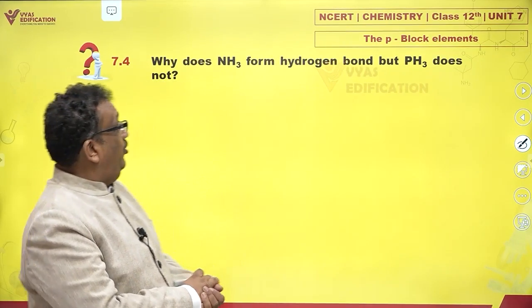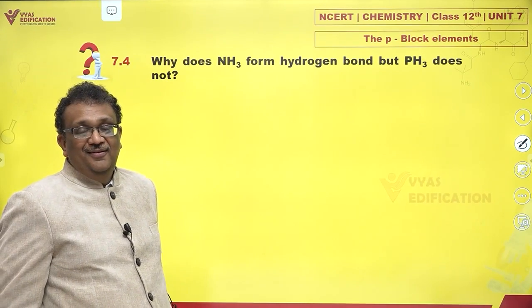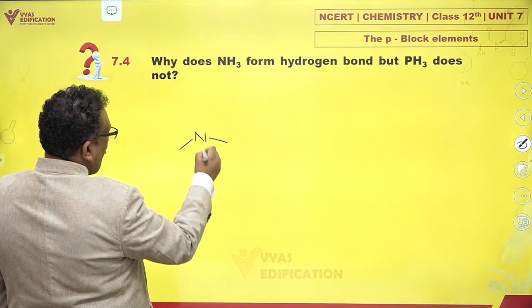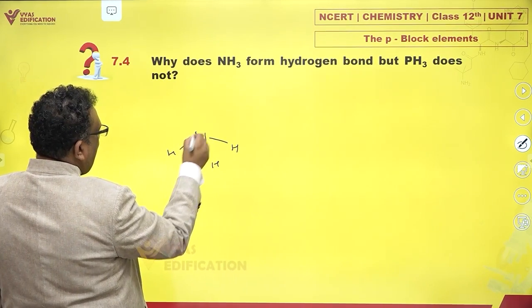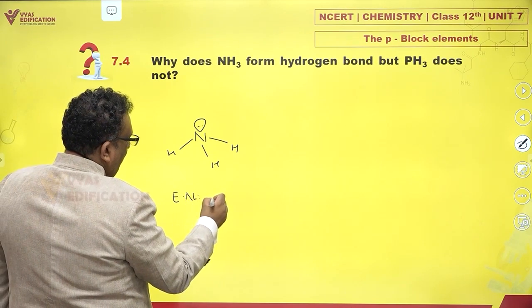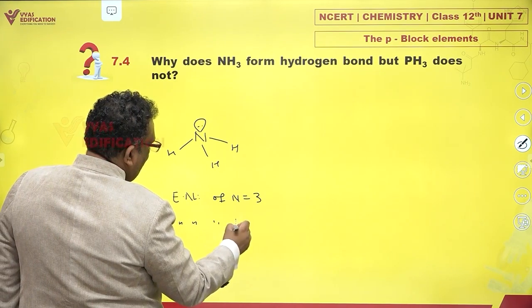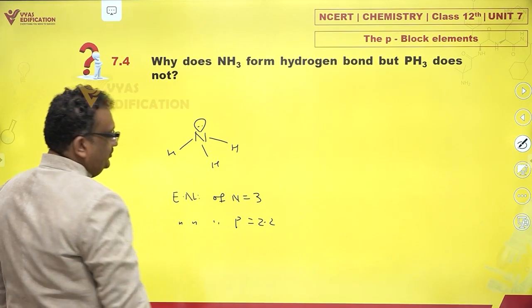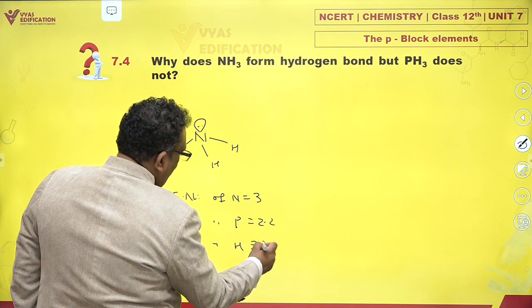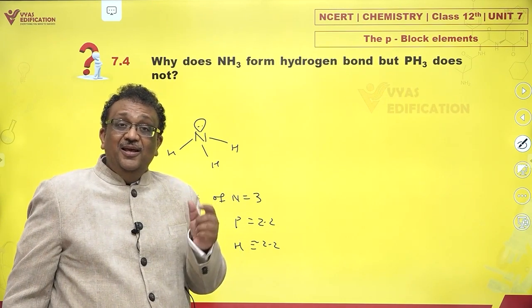Why does ammonia form hydrogen bonds while phosphine does not? The reason is very simple. For hydrogen bonding, the electronegativity difference between hydrogen and the other element has to be very significant. Now, electronegativity of nitrogen is 3 and electronegativity of phosphorus is 2.2. And electronegativity of hydrogen also is around 2.2 only. So the PH bond is nearly non-polar.